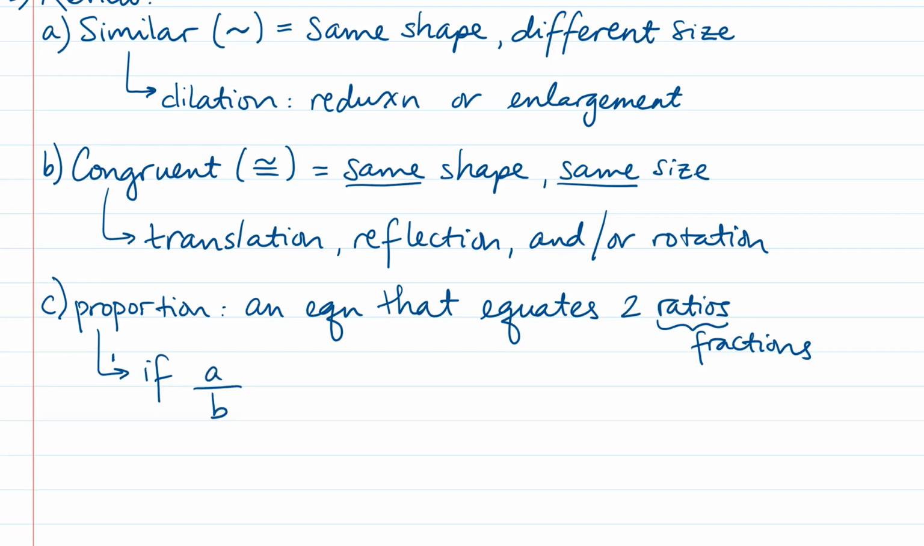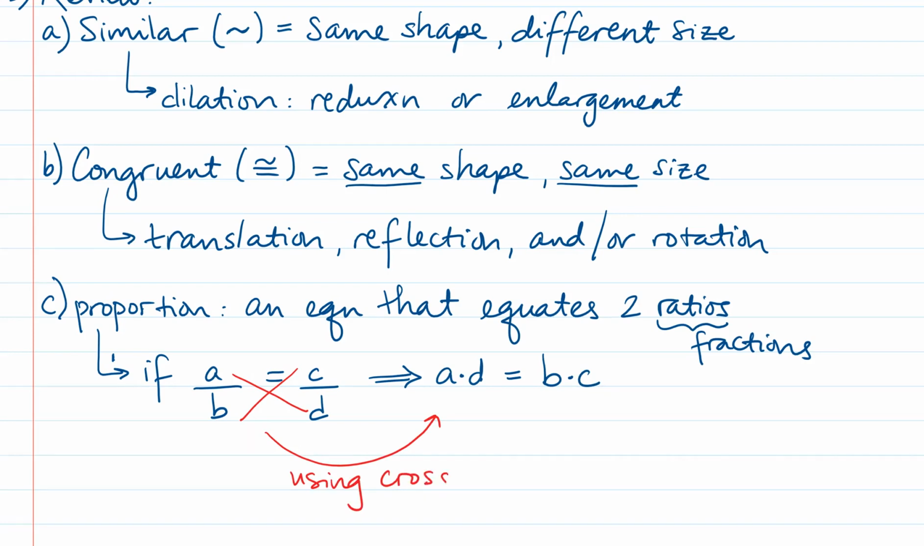So I'm writing this in general. If you have a fraction that's a over b equals c over d, then you could cross multiply, which means a times d equals b times c. So you're moving from here to there using cross multiply.